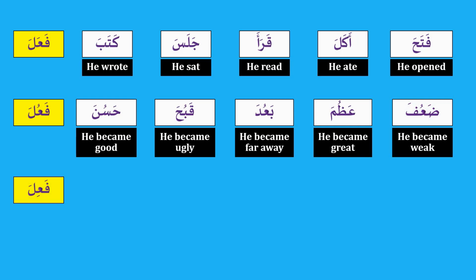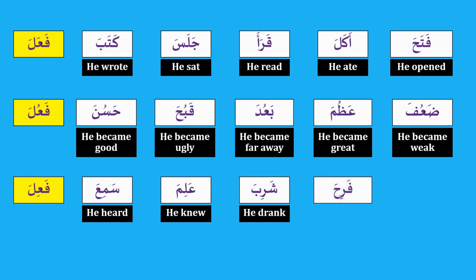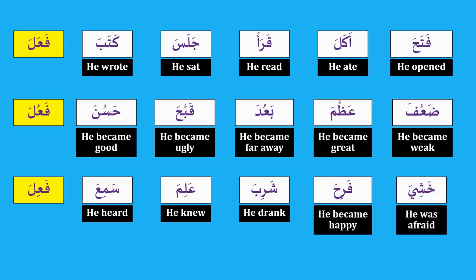And the verbs in the pattern of fa'ila, kasra in the middle letter. Sami'a, he heard. Alima, he knew. Shariba, he drank. Fariha, he became happy. Khashiya, he was afraid.